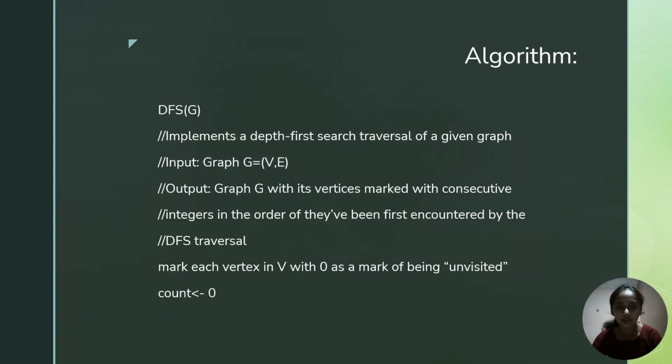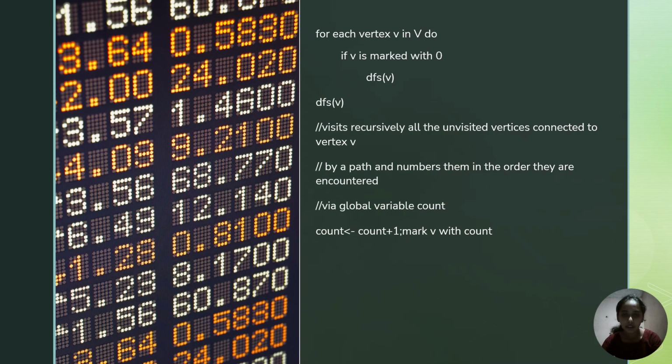Algorithm for depth first search. DFS implements a depth first search traversal of a given graph. Input: graph G equals (V, E). Output: graph G with its vertices marked with consecutive integers in the order of their being first encountered by the DFS traversal. Mark each vertex in V with 0 as a mark of being unvisited. count = 0. For each vertex v in V, do: if v is marked with 0, dfs(v).